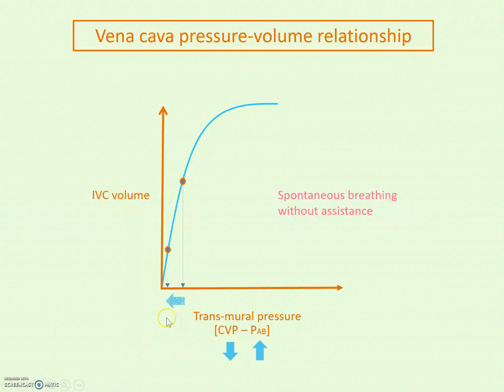And you can see when the CVP is low, and you have a decrease in the transmural pressure, a fall in the CVP, a rise in the intra-abdominal pressure, which pushes the pressure this way. On this portion of the curve, you get a large change in volume. And that's what you see with the IVC collapse.